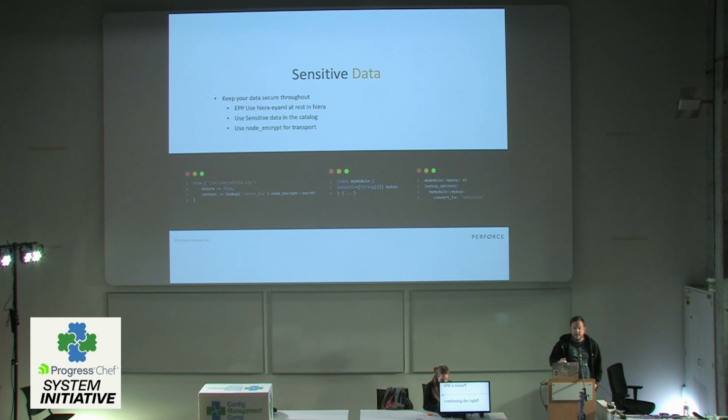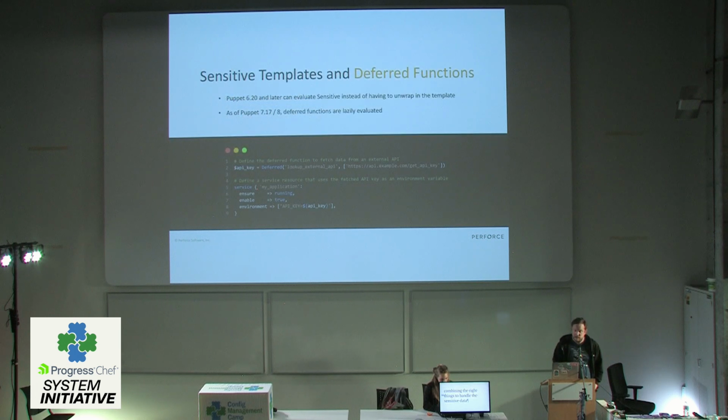And sensitive data, again, it's combining the right things to handle sensitive data. So using Hiera YAML to keep data at rest, using the sensitive data type to protect it in the catalog, and using node encrypt for the transport layer.